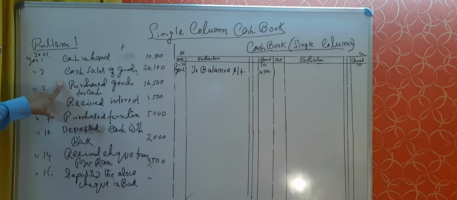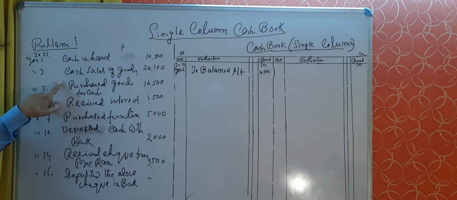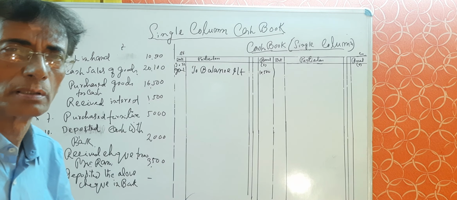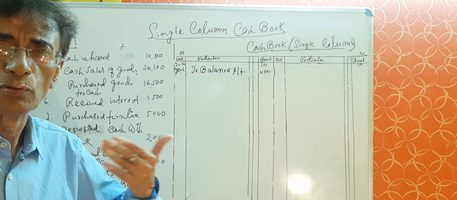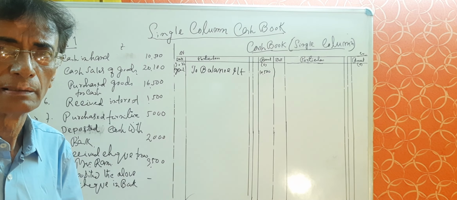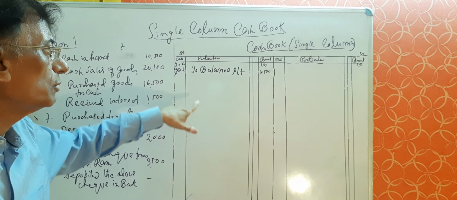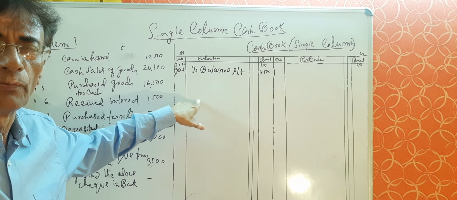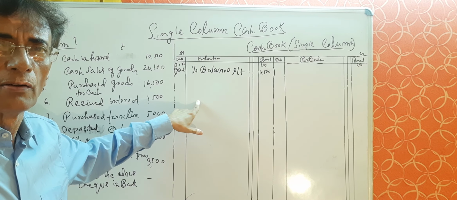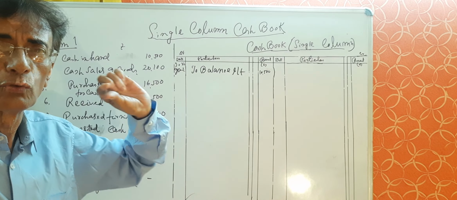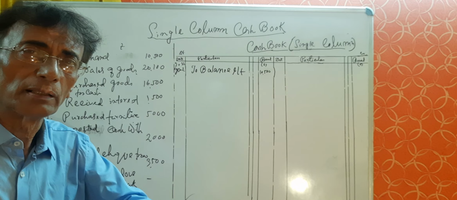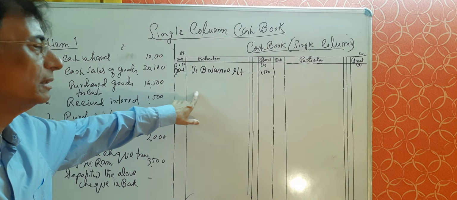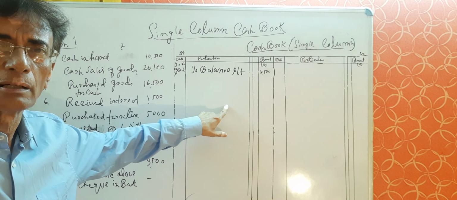Next, cash sales of goods. If you sell goods, whether cash comes in or goes out. If you sell goods for cash, cash comes in. Okay, so we should go to the debit side of the cash book, and for what have you been receiving cash? For selling the goods. So what are the two accounts involved in this transaction? One is cash account, another one is sales account. So we should go to the debit side and write to sales account.